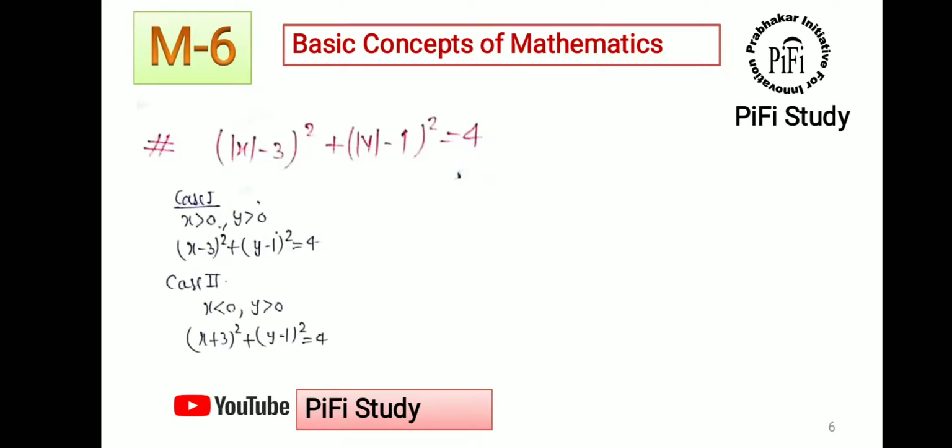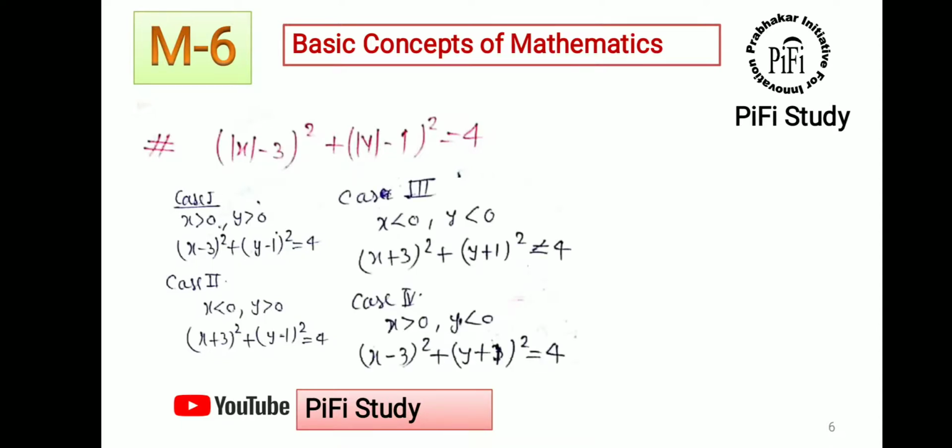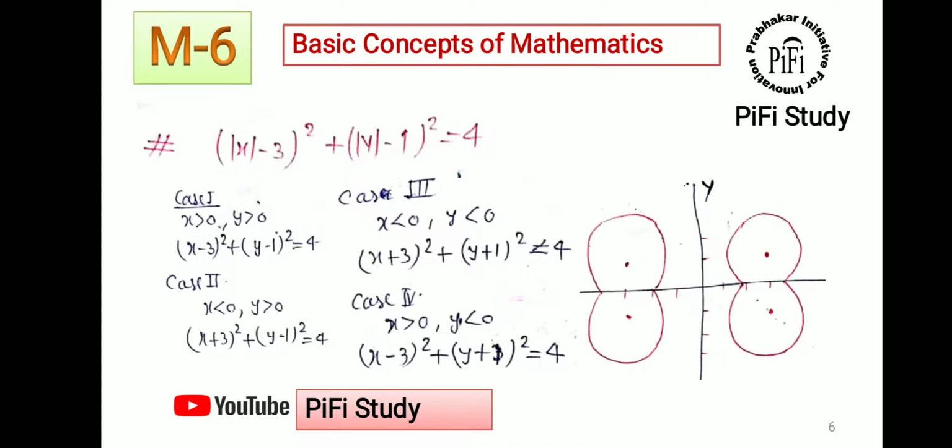So you have to create four cases. In the first case x is greater than 0 and y is greater than 0, then solve it. In the second case x is less than 0, y is greater than 0. In the third case x and y both are less than 0, and in the fourth case x is greater than 0 and y is less than 0. So you have four equations of circle, and these four cases show the different coordinates. So just draw the equation of circle in four quadrants like this. So you have the plot for the whole equation.